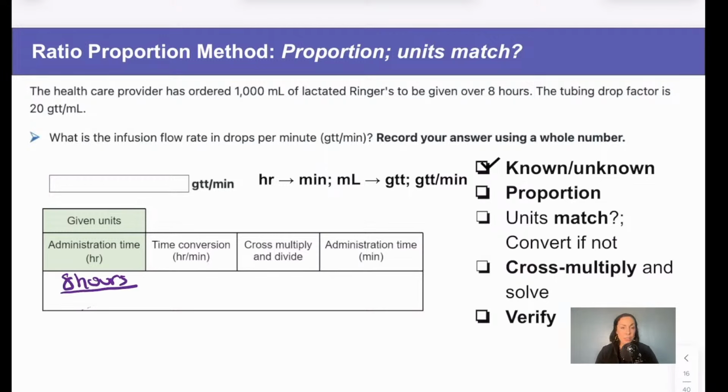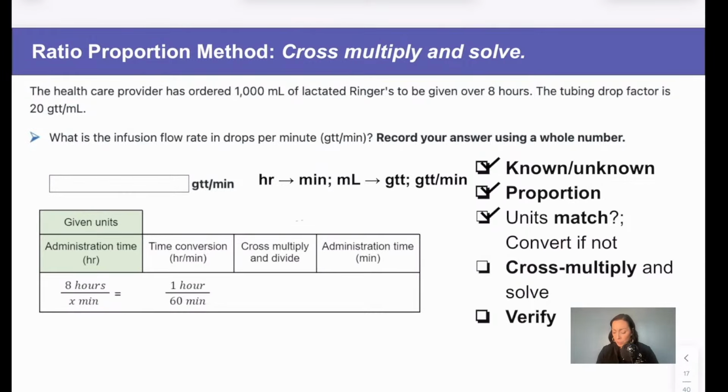And we want to know the relationship to how many minutes that is. And then our little conversion here is 1 hour, we know, is related to 60 minutes. That's the relationship. And we see that our hours are both on the top and we have minutes both on the bottom, right? So once we've done that, then we can do our cross multiplication. So you're going to get your 8 times your 60 equals 1x.